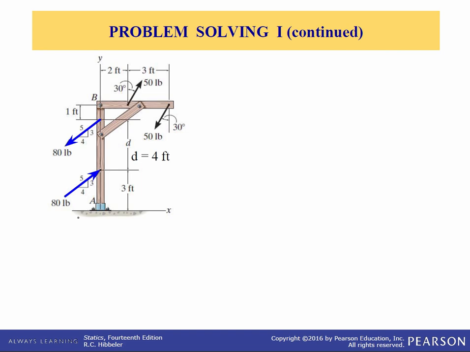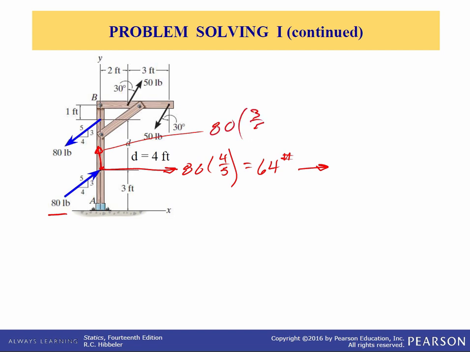So let's do the other force, this 80-pound force. We're going to do a similar thing. Let's resolve the lower force into its components. So in the x direction, it's going to be 80 times 4/5. And that's 64 pounds. And it acts to the right. And the y component of that force is equal to 80 times 3/5, which is 48 pounds. And it's acting up.